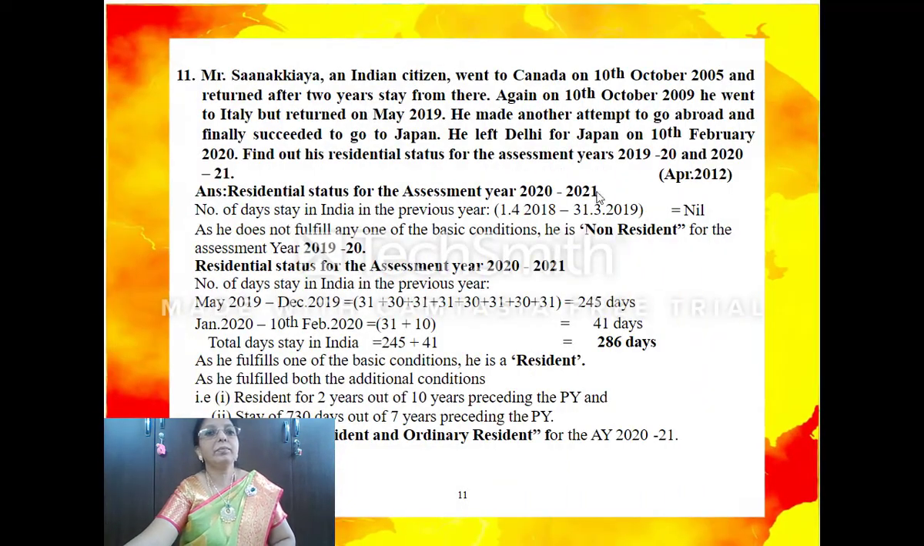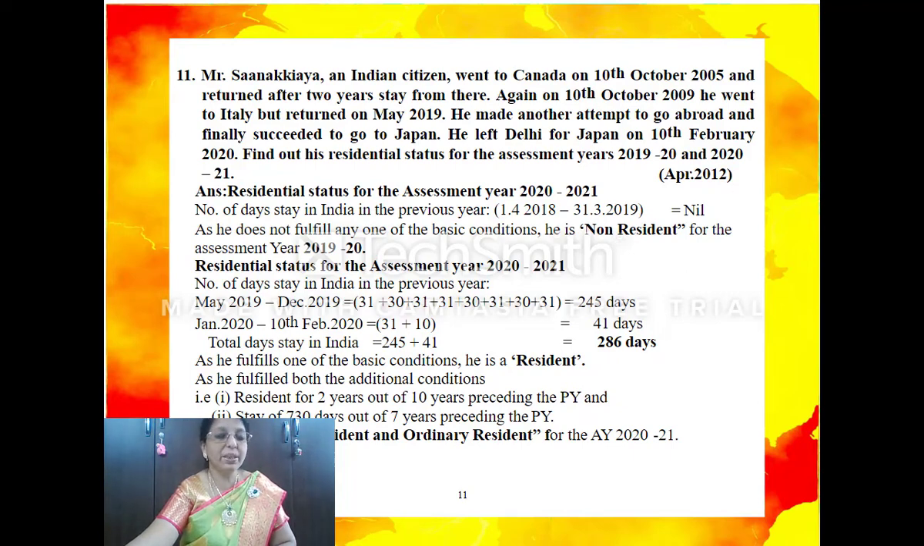Then there is a similar situation where a person visits Canada on 10th October 2005 and returns after 2 years of stay there. On 10th October 2009, he goes to Italy, comes back in May 2019, and he makes another attempt and leaves on 10th February 2020. So from May 2019 to 10th February 2020, he is in India. So his stay in India is 286 days in the previous year. Our condition is he should be in India for at least 182 days. So he fulfills the first basic condition.